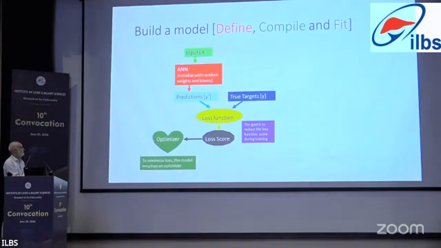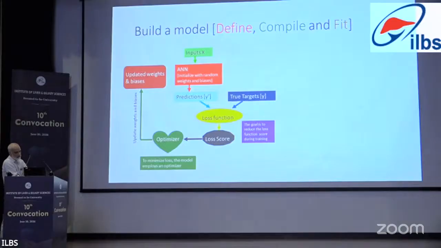So there are various loss functions. I don't have time to go into all those, but remember that there is a loss function, and the purpose is to reduce the loss so that the predictions are as close to the targets as possible. And how is this done? This is done by an optimizer. So to minimize the loss, the model will hire an optimizer. What the optimizer will do is update the weights and biases.